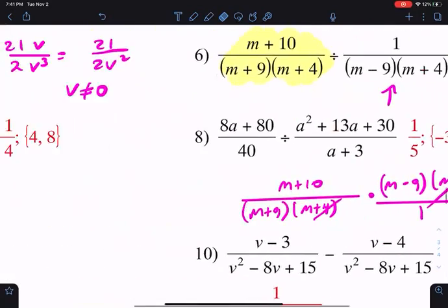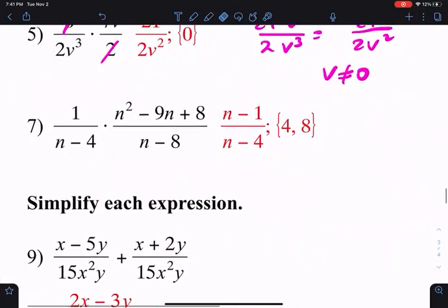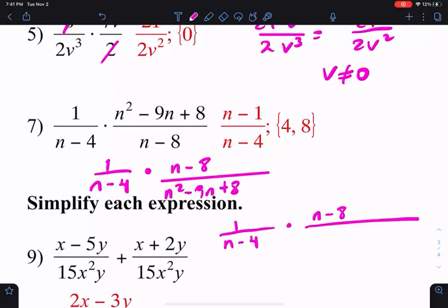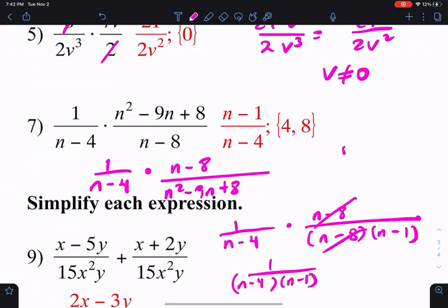Okay, so that's 6, 7. You have to do keep, change, flip again here, right? So we're going to keep the first term the same, then we're going to flip, right? So this is going to be n minus 8, and then the denominator is going to be n squared minus 9n plus 8. So you need to factor that out, right? So n minus 4 times n minus 8, and if we factor this out, this is going to be n minus 8, n minus 1, right? So that's going to be positive 8. So this cancels out, and you get 1 over n minus 4 times n minus 1, so n cannot be 1, it cannot be 4, right?